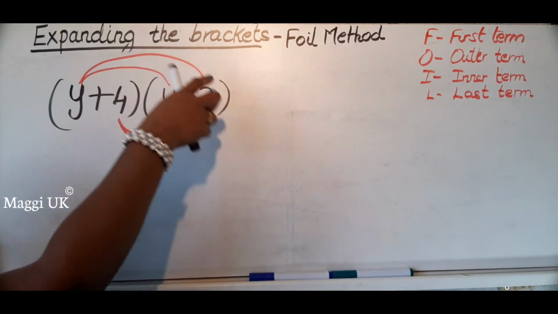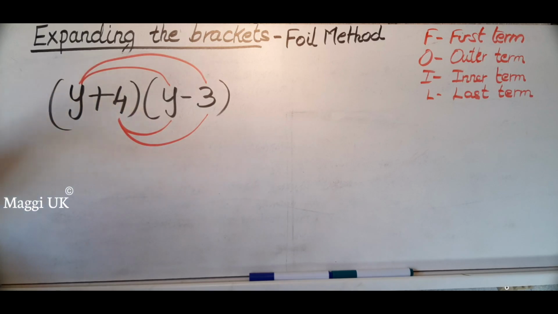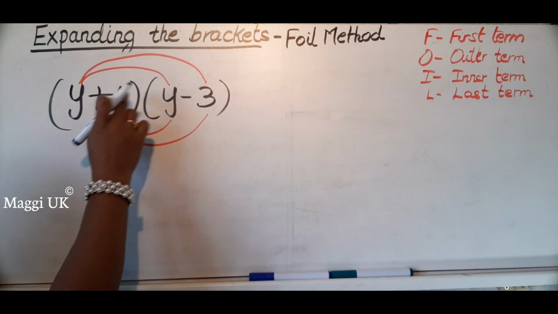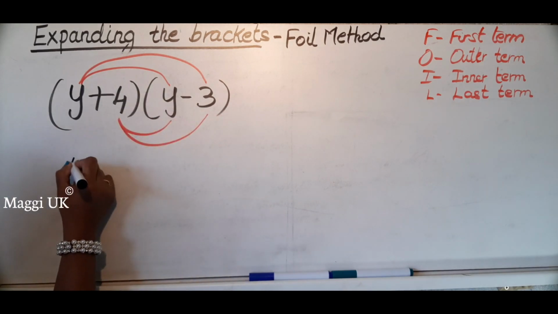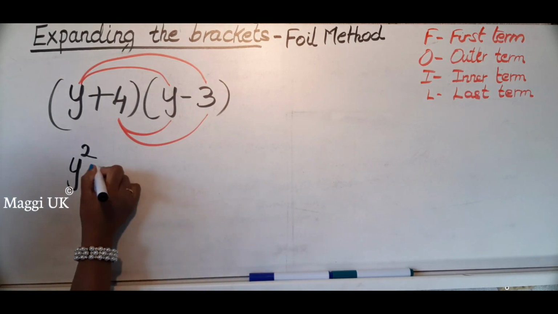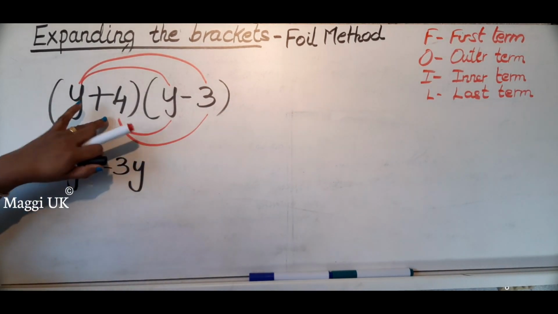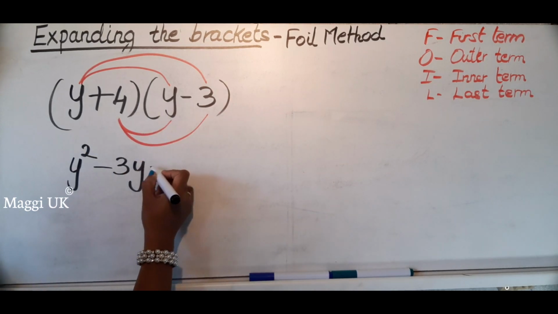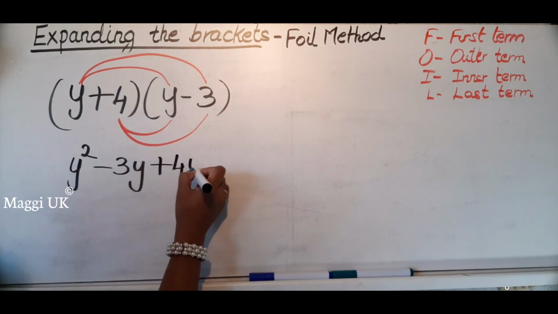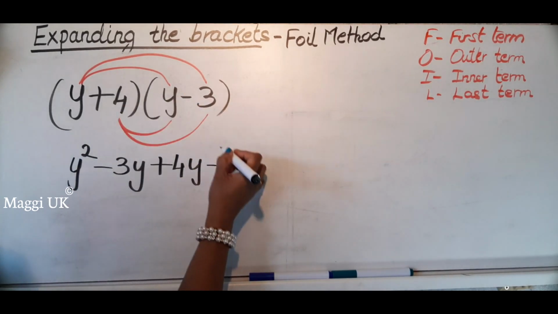First you need to draw the things like this, then it will be easy for you, so you won't get confused when you're doing your test. So okay, y and y is y squared. Okay, y squared. And then again y with minus 3 will become minus 3 times 1 is minus 3y. Okay, and then number 4 and a y, 1 is 4, so plus 4y. And then plus and minus makes minus, so minus 12.